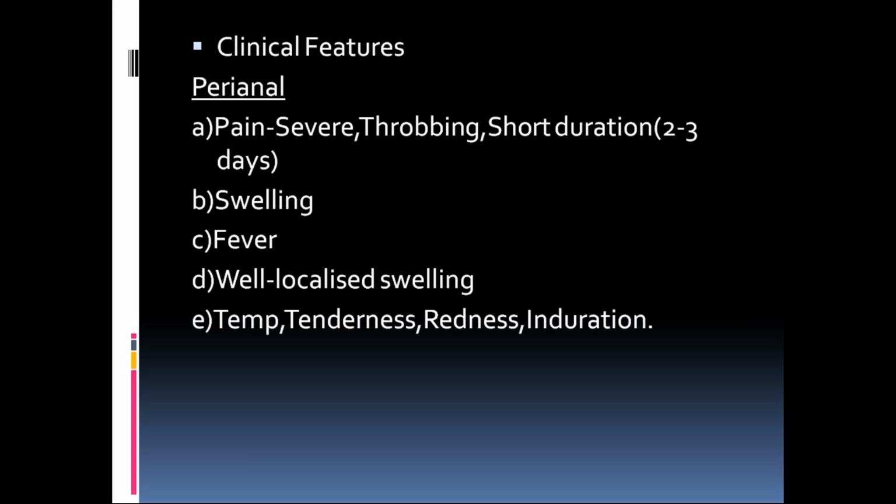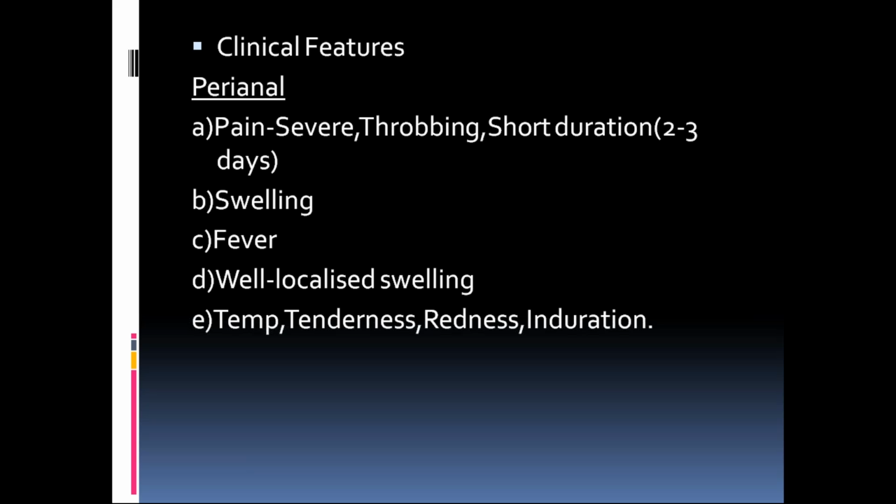On examination, with the patient in lithotomy position or left lateral position, you can see a swelling well localized in the perianal region, where you can feel warmth, a local rise of temperature over the swelling. The swelling will be tender on touch, and on appearance it will be red in color due to inflammation, and there will be some induration. So all signs of inflammation, dolor, calor, rubor, tumor, will be there in case of a perianal abscess.